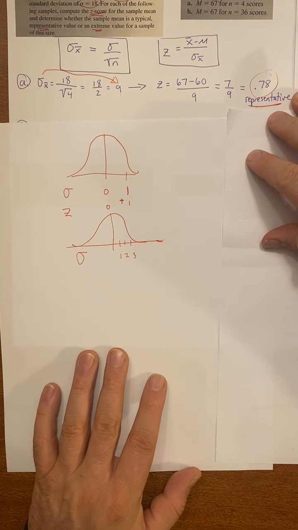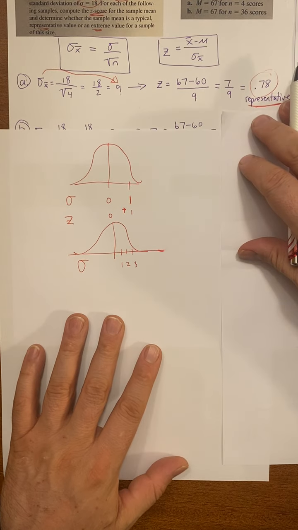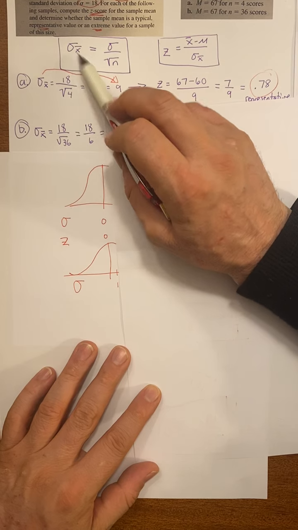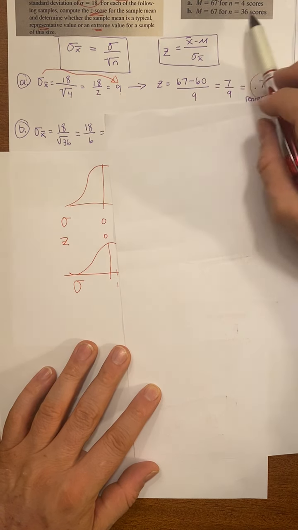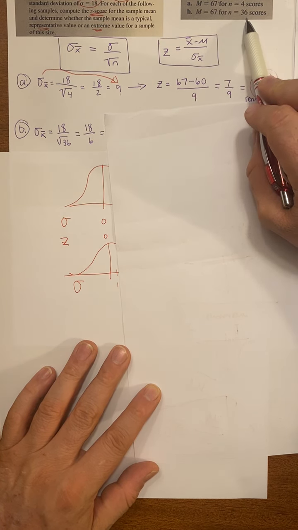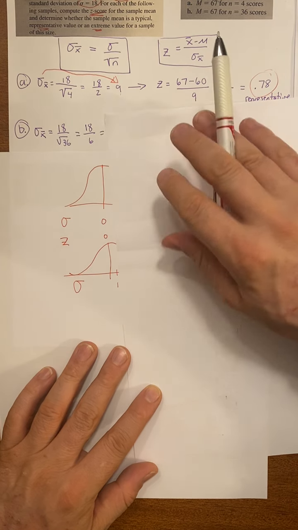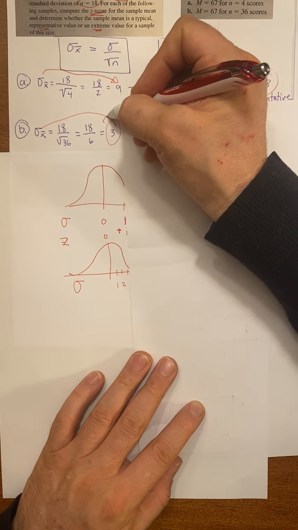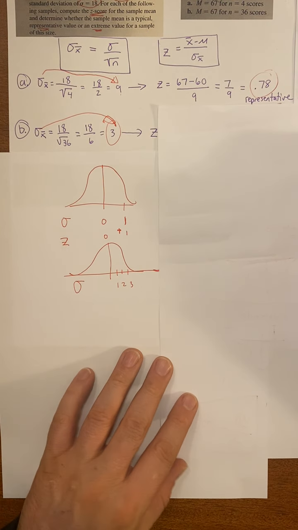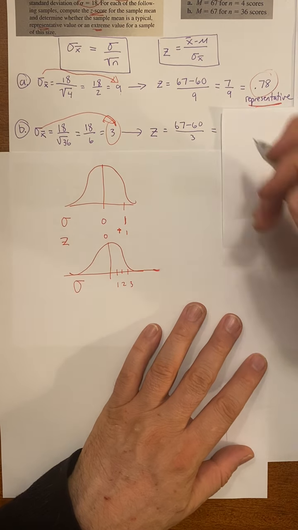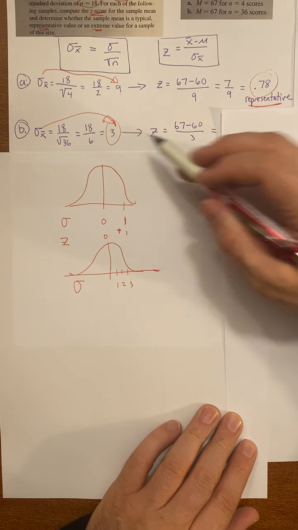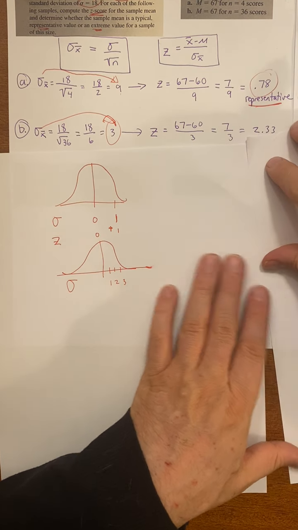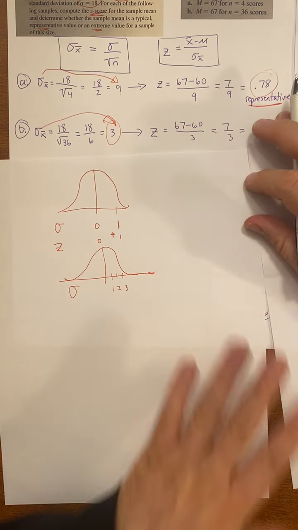Okay, so let's go ahead and look at problem B for this. Again, first thing that we're going to do is calculate our standard error. It's 18 this time over 30, the square root of 36. Reduces to 18 over 6. And that reduces to 3. So now 3 is your standard error that you're going to use in this new z equation, where it's 67 minus 60 over that 3. That reduces now to 7 over 3, and that reduces to a z of 2.33.